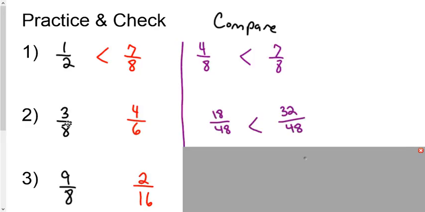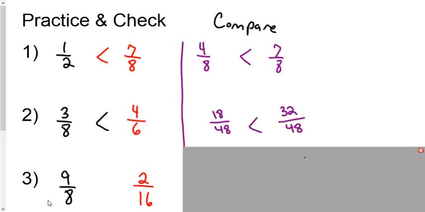What can I multiply 8 by to make it into 48? 6. So what's 3 times 6? 18. And then over on this side, what do I have to multiply the 6 by to make it 48? 8. So 6 times 8 is 48. And this 4 right here, I'm going to multiply it by 8 also. So 4 times 8 is 32. 32 is definitely bigger than 18. So this one, 4/6 is bigger than 3/8.